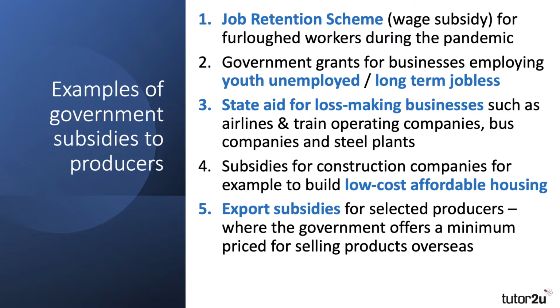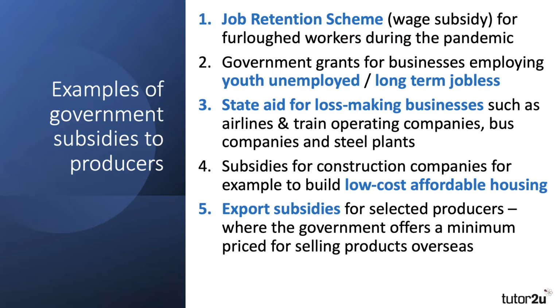In many countries, you will see state aid on offer for loss-making enterprises. It could be a loss-making airline, a train operating company that needs a subsidy to maintain services, bus businesses, and perhaps a steel plant. If you search the news, you will find examples of governments offering different types of state aid. And increasingly in the housing sector, affordability of housing has become an issue. So some governments are bringing in subsidies for building companies to build more affordable housing.